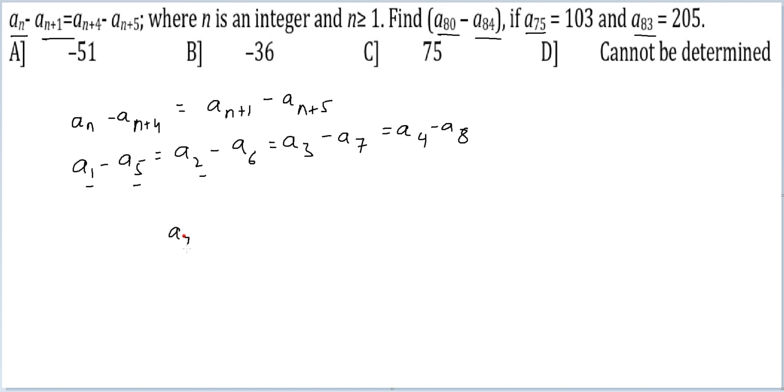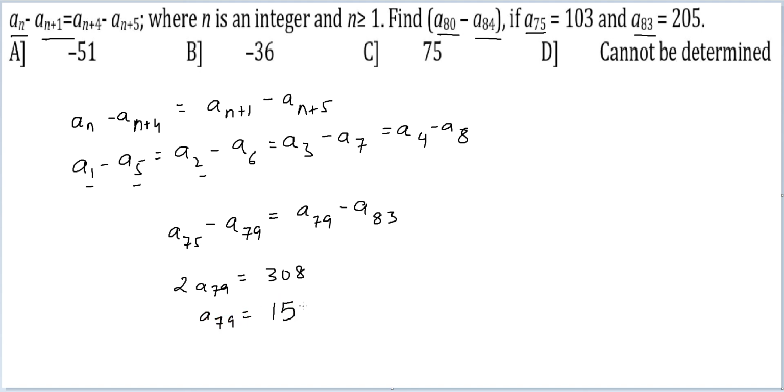So a_75 minus a_79 will be equal to a_79 minus a_83. This is same. I know the values of a_75 and a_83. So 2 times a_79 is equal to 308, or a_79 is equal to 154. Okay, this is amazing, because now I can do something awesome.